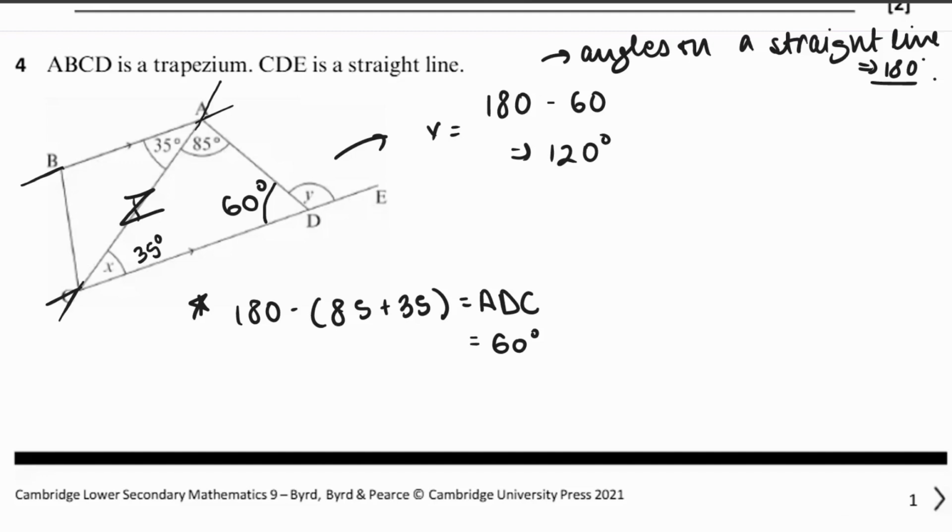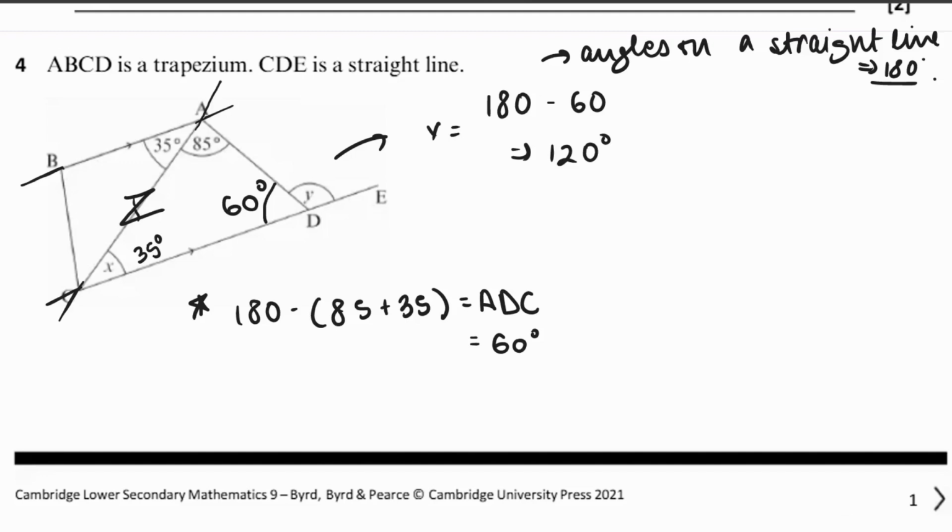Now we know that x is 35 and angle CAD is 85 degrees. So now we have a triangle and we have to find the angle ADC. How will we do that? We simply subtract 85 plus 35 from 180, because the sum of all three angles in a triangle is 180 degrees. So ADC would be 60, and then y would be, obviously, angles on a straight line, which is 180 degrees. So y would be 180 minus 60, which is 120 degrees.